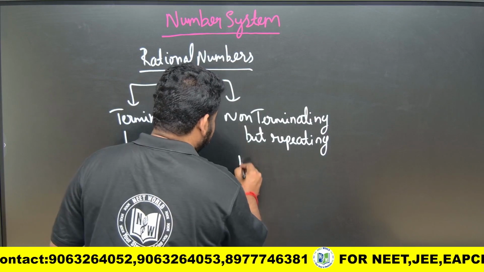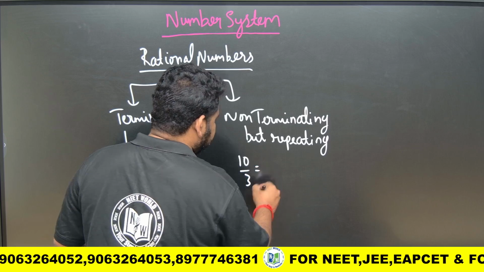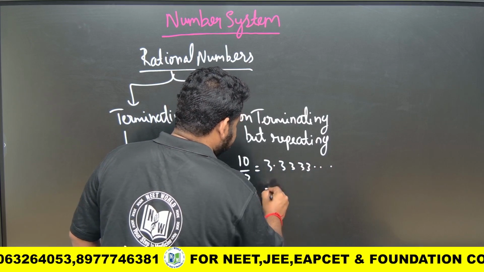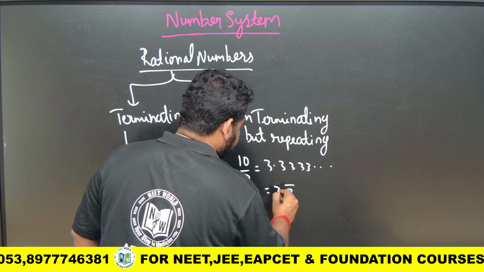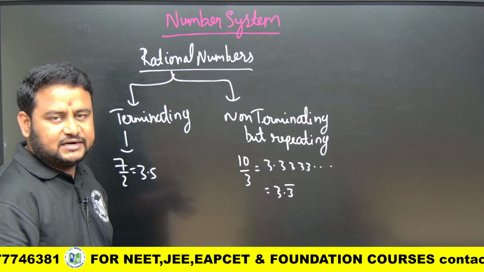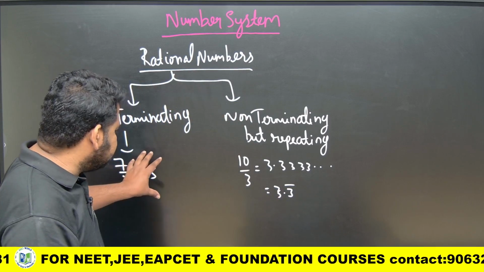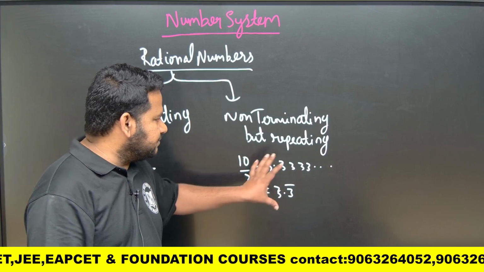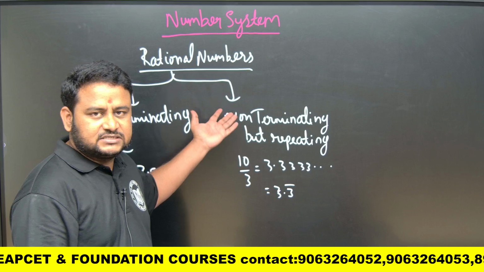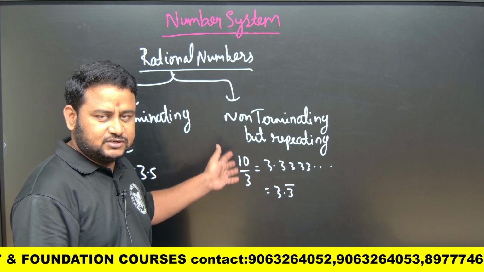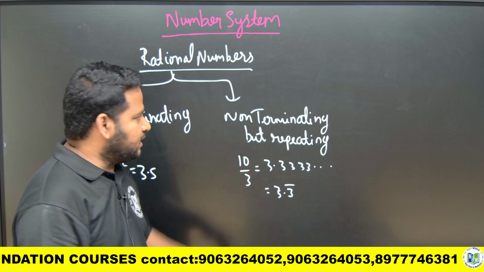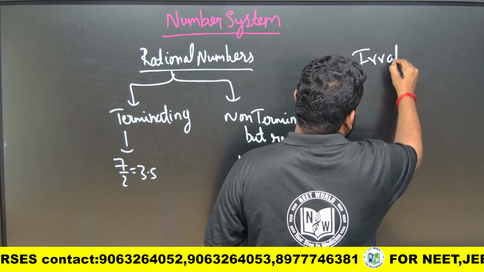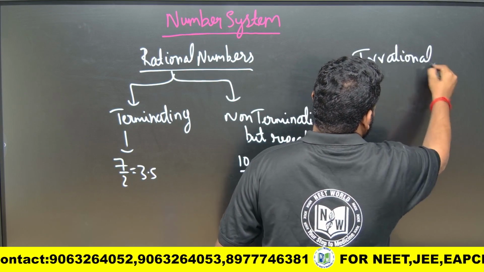Non-terminating, we took the example of 10 by 3, and we got 3.33333 continuous. Non-terminating, we wrote it as 3.3 bar. And also we learned how to convert such a decimal, non-terminating but repeating, into rational form, that is, into p by q form. All these things we learnt. And also we spoke about irrational numbers.